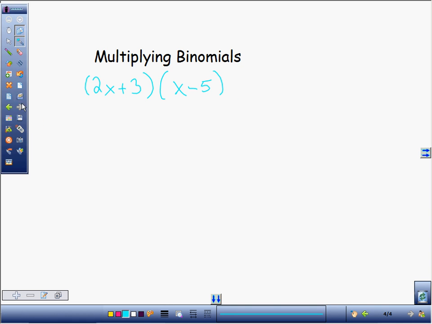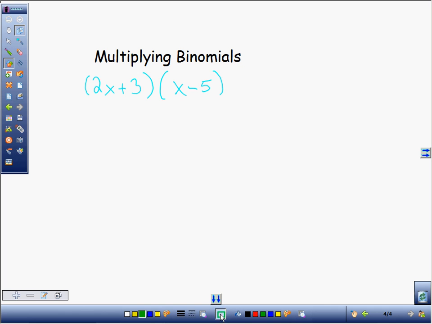Okay? The first way that I'm going to show you how to do this is with something they call an area model. So if you were to take a rectangle, is this a rectangle tool? Is that a rectangle tool? Where's my shape tool? Is that my shape tool? I don't know. This. Okay?